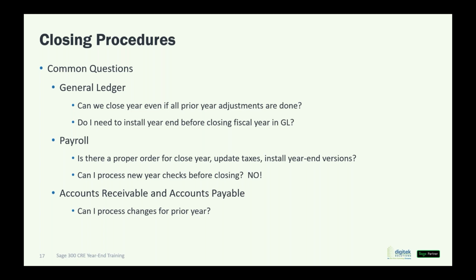Payroll. Is there a proper order for close year, update taxes, install year-end versions? Obviously, we need to close the year before I do my first check for 2024. That's a priority. I also need to update my taxes prior to my first check of 2024. But as far as installing my year-end version, I do not need to install that prior to running my first check for 2024. I only need the year-end version installed when I am ready to generate W-2s and 1099s.